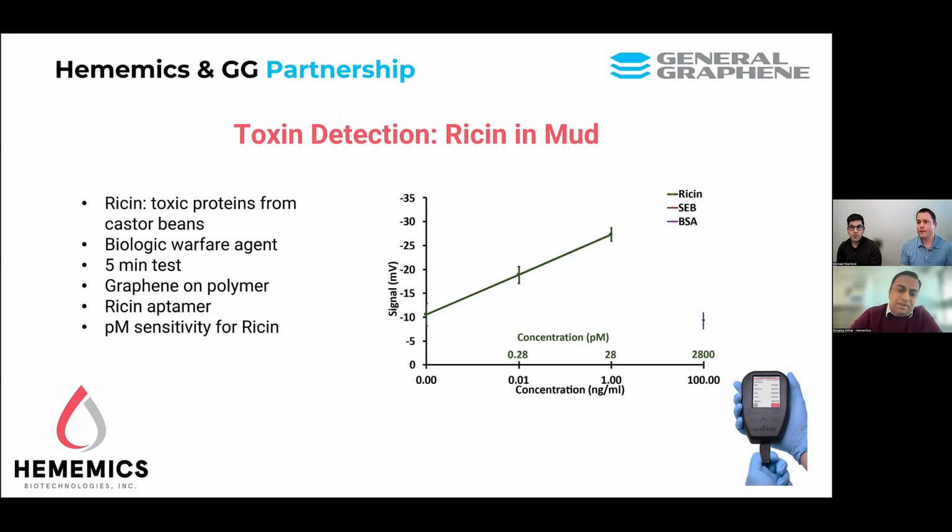And for this test, the recognition molecule that we use is an aptamer. What we demonstrate here is the selectivity versus a similar biotoxin called SCB. This is done in a pretty rough matrix. Mud samples are mixed with spiked ricin, and then the user mixes a buffer with the sample, and it goes through a very gross filter. So something that can be done in the field, and we drop it on the chip itself.